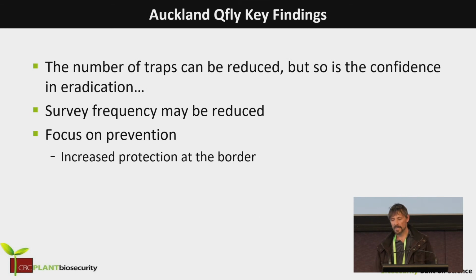So, conclusions: the number of traps can be reduced, but so is the confidence. Survey frequency can probably be reduced. And the focus on prevention is important. It's a big, expensive effort, and this model shows that you can't do any better, you can't save any money on it, so it just emphasises again how important protection at the border is to stop these kinds of incursions happening at all.